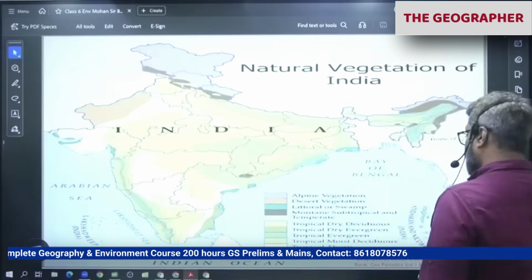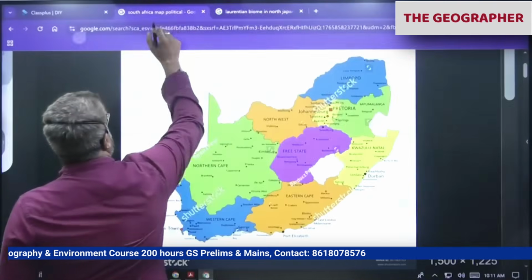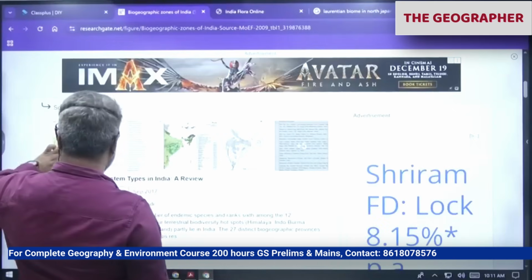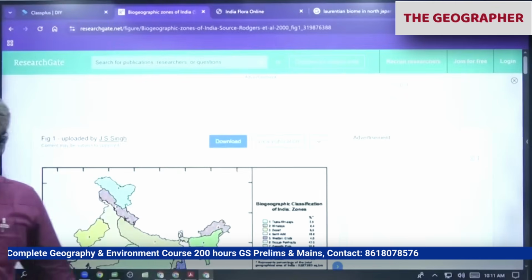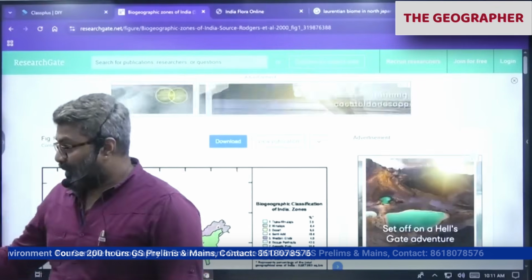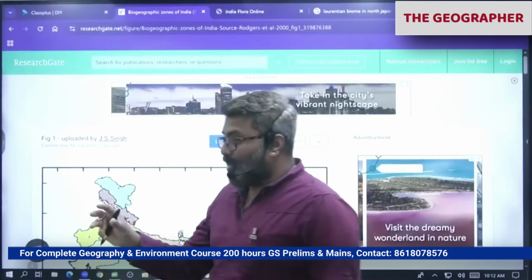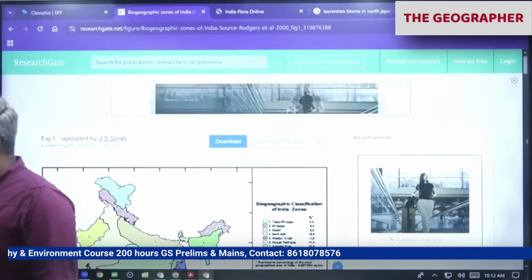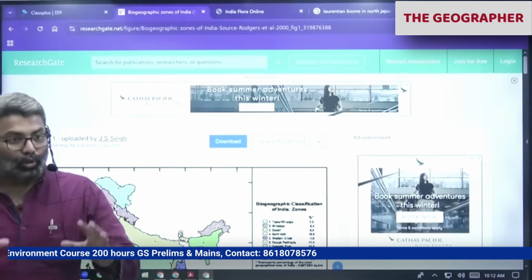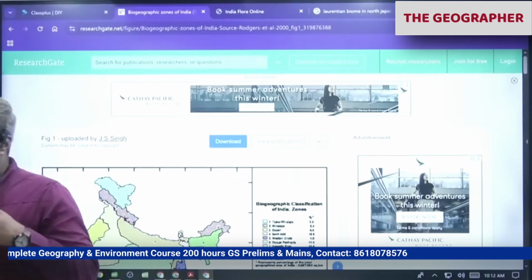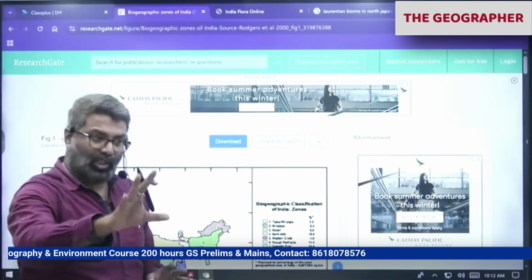I think I have the map. No, not this one. I'll show you. In 1988, a person by the name Norman Myers gave a definition for hotspot. Biodiversity hotspots are those places with very high biodiversity that are under threat from human activities. Those places are called biodiversity hotspots.